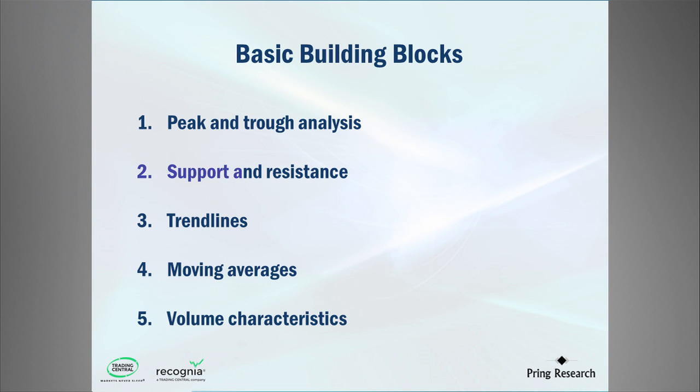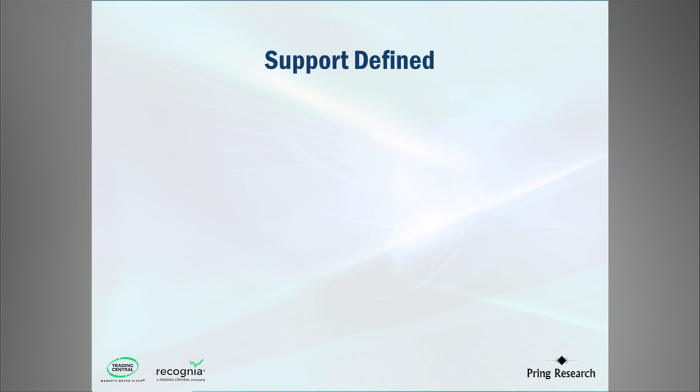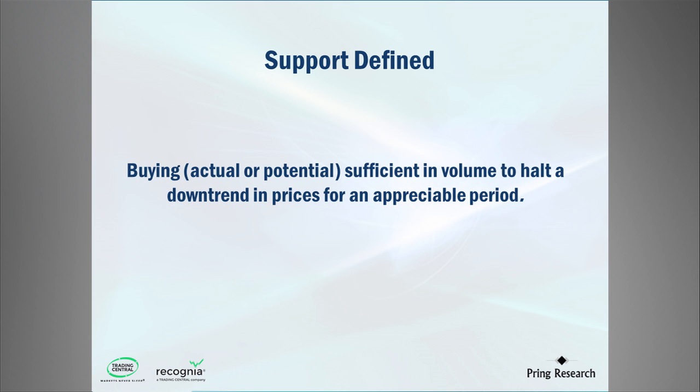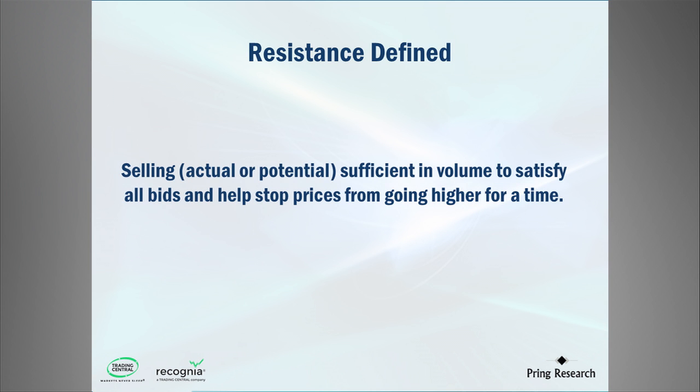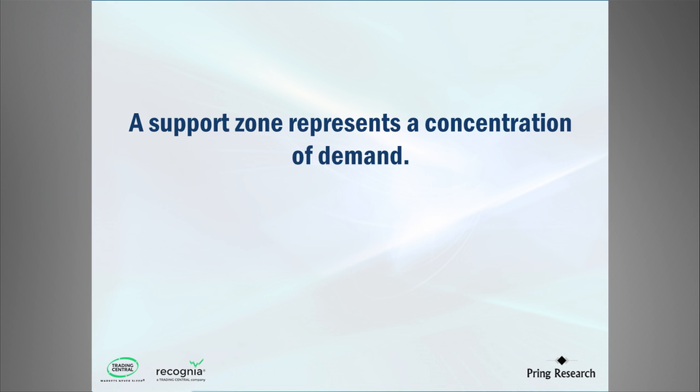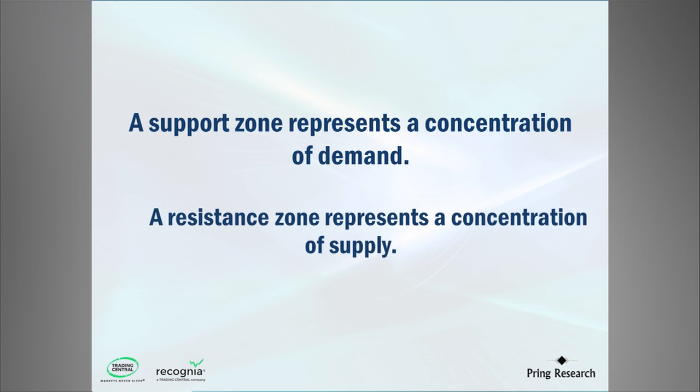Support and resistance are two more building blocks of the technical arsenal. In their classic book, Technical Analysis of Stock Trends, Edwards and McGee define support as buying, actual or potential, sufficient in volume to hold a downtrend in prices for an appreciable period, and resistance as selling, actual or potential, sufficient in volume to satisfy all bids and hence stop prices from going higher for a time. A support zone represents a concentration of demand, and a resistance zone a concentration of supply.